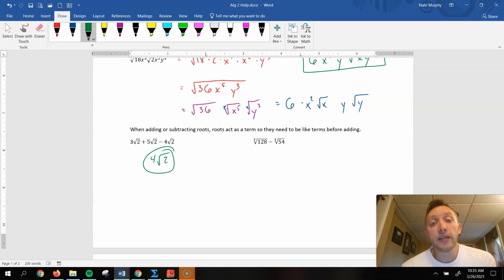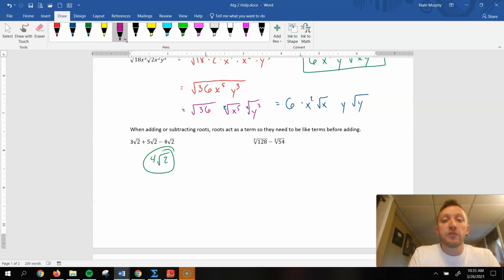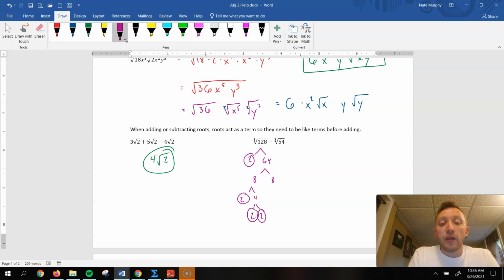All right, now the next one, the cube root of 128 and the cube root of 54 are clearly not the same number under the root, so I have to simplify both of these. I don't know what the cube root of 128 is, so I'm going to use that factor tree method that I like to use. So the cube root of 128: I know that 2 times 64 would be 128. Now 64 breaks down to be 8 times 8. 8 breaks down to be 2 times 4. 4 breaks down to be 2 times 2. And then this 8 breaks down to be 2 times 4, and 4 breaks down to be 2 times 2.